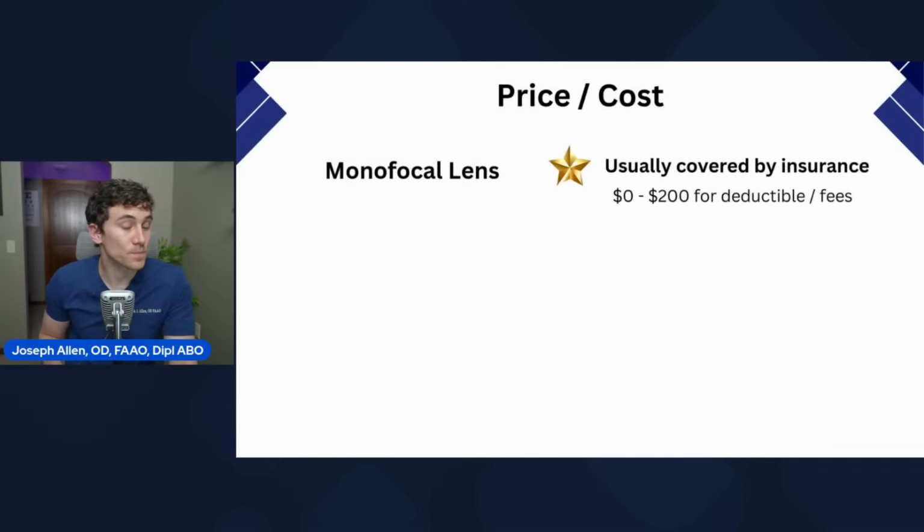So let's talk about cost, because this is always a good question. Everybody wants to know, how much do these different lens options cost? What's it going to come down to? So if you get the monofocal lens, again, that's the standard lens that medical insurances usually cover. Here in the United States, patients, if they have medical insurance, usually pay anywhere from $0 to maybe $200 for a deductible or whatever fees for copays, or they have to buy the medications. But usually it's not much more than that for just getting the standard procedure.